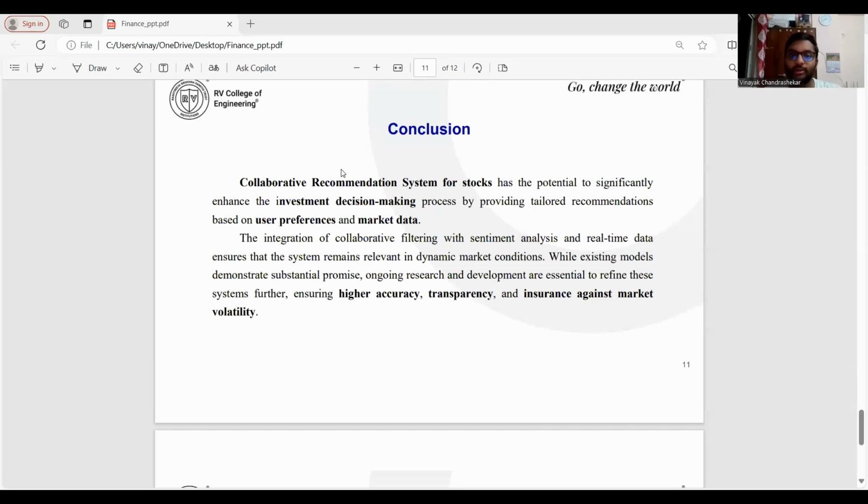Since we have created a model ensuring high accuracy and transparency, and which also has insurance against high market volatility, we feel that it has huge potential, which, if utilized properly, can help a lot of people and reduce the market risks associated with it.